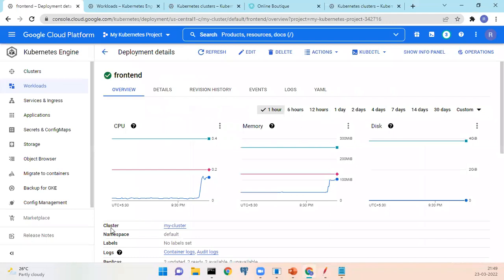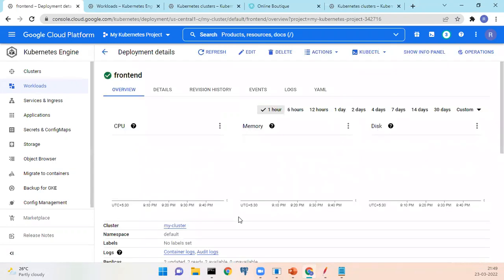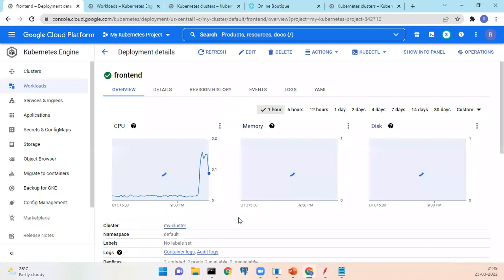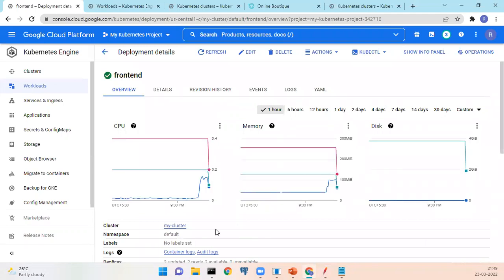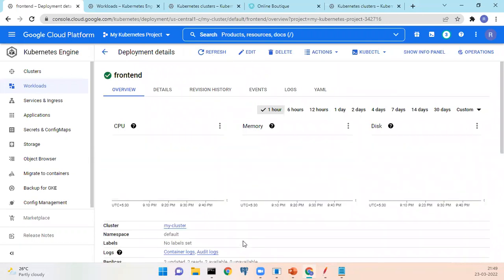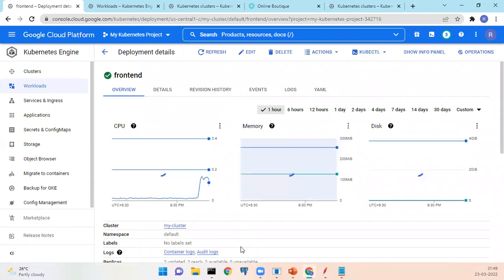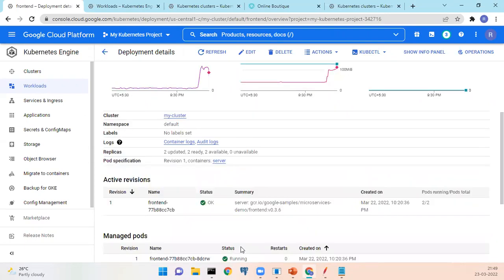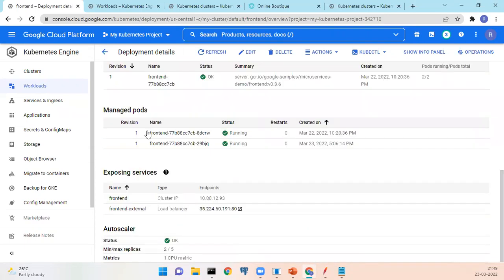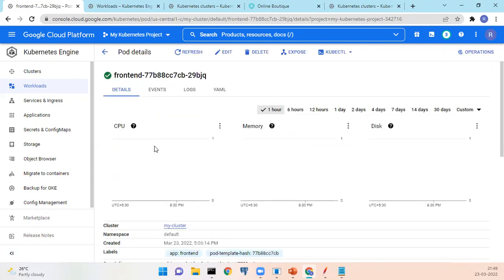Yeah. So what we can do now, let us conduct another experiment. So not scaling one. What happens if one of the pods crashes? There are cases where one of the pods may crash during production, right? Because of any reason, there are chances that one of the pods may crash.